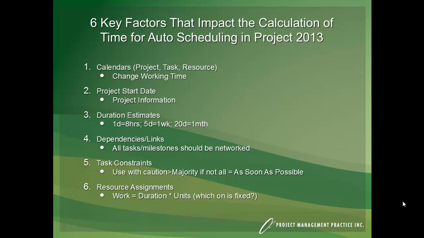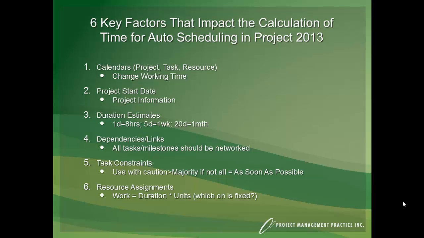There are 6 key factors that we've already covered that impact the calculation of time for auto scheduling in Project 2013. The first one is calendars, and if you remember, under the Project tab you can click on Change Working Time and create new calendars. Once you create new calendars, you apply them at the project level, the task level, or the resource level. And Microsoft Project is smart enough to take all of that into consideration when it's calculating the start and finish date of tasks.